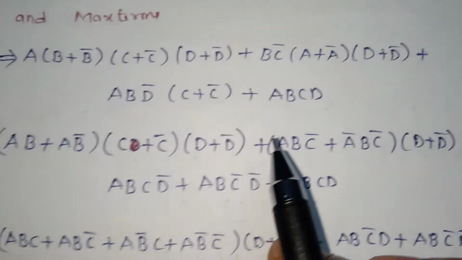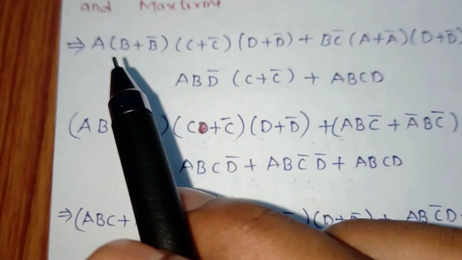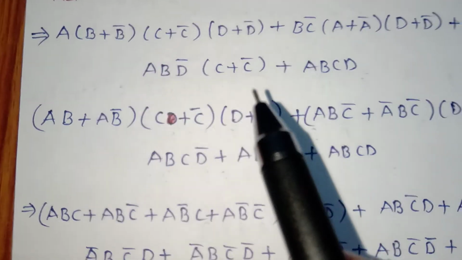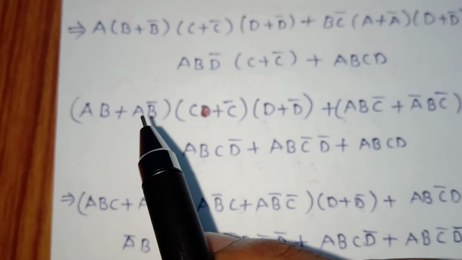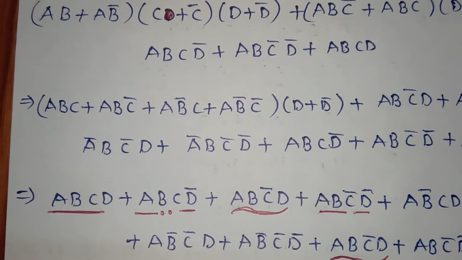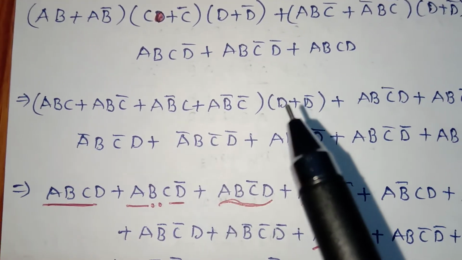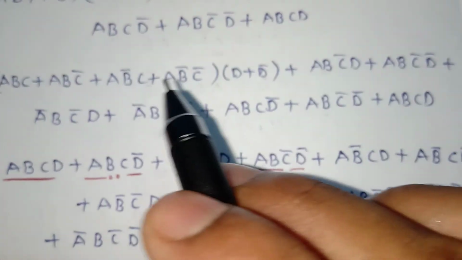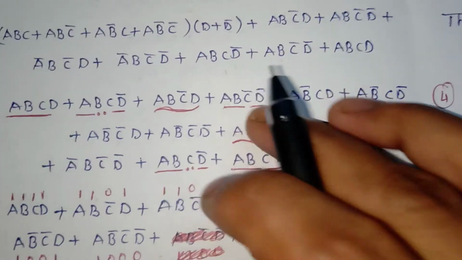And in the final term, all terms are present. That means all literals are present. Therefore, there is no need to add anything. Now you have to multiply these terms. First of all, multiply this one, then this one and this one. Is it clear? Then after that, multiply this term with this. Is it clear? Then multiply this term with this. Then once again, these are the terms we have. Then multiply this term with D plus D bar and the remaining terms as they are. After multiplying this entire term with D plus D bar, you have these expressions.